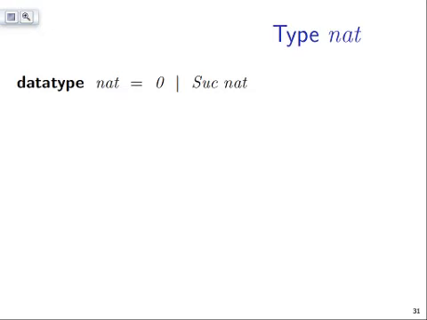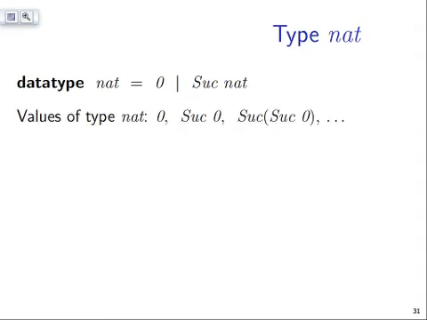Next one up, natural numbers. Natural numbers are represented with 0 and successor. This is the data type, how the natural numbers are introduced. A natural number can be either 0 or it can be suc of a natural number. And that's how you represent all natural numbers. Values of type nat will certainly be 0, and then successor of some natural numbers.